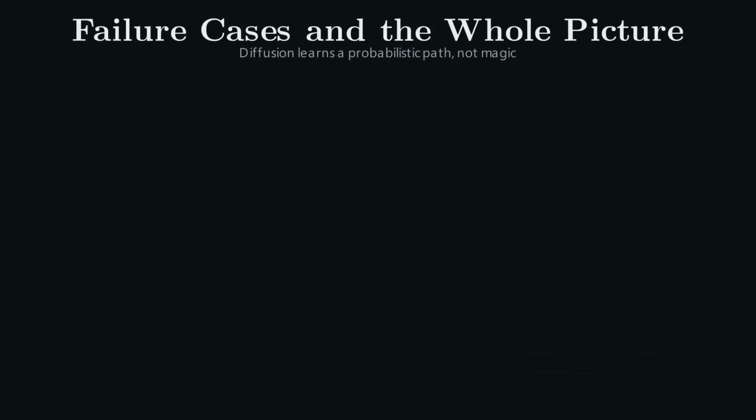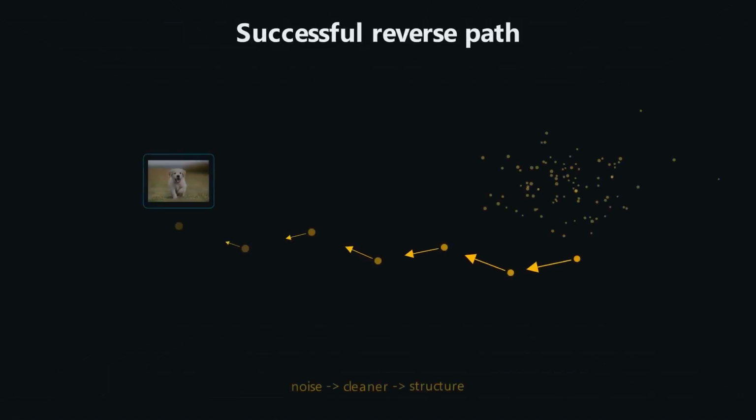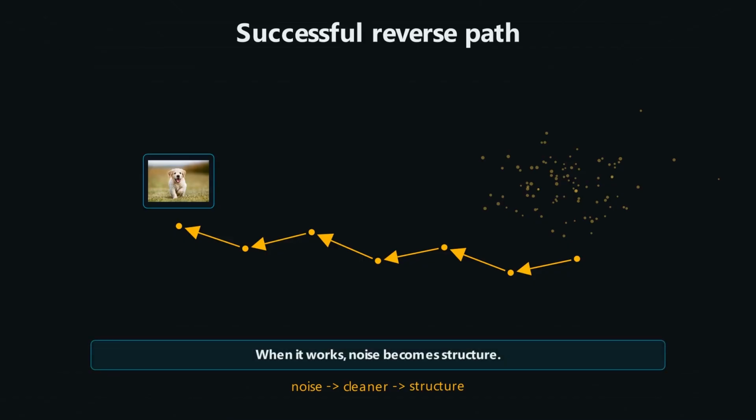When everything works, diffusion feels almost magical. Noise becomes structure. A random cloud becomes an image. A meaningless starting point becomes something that looks like it came from the data distribution. But diffusion is not magic.